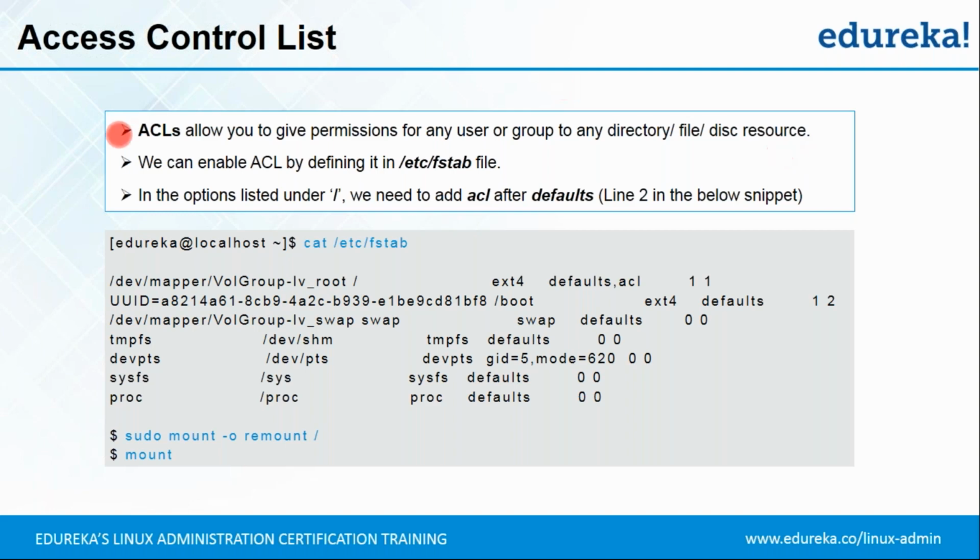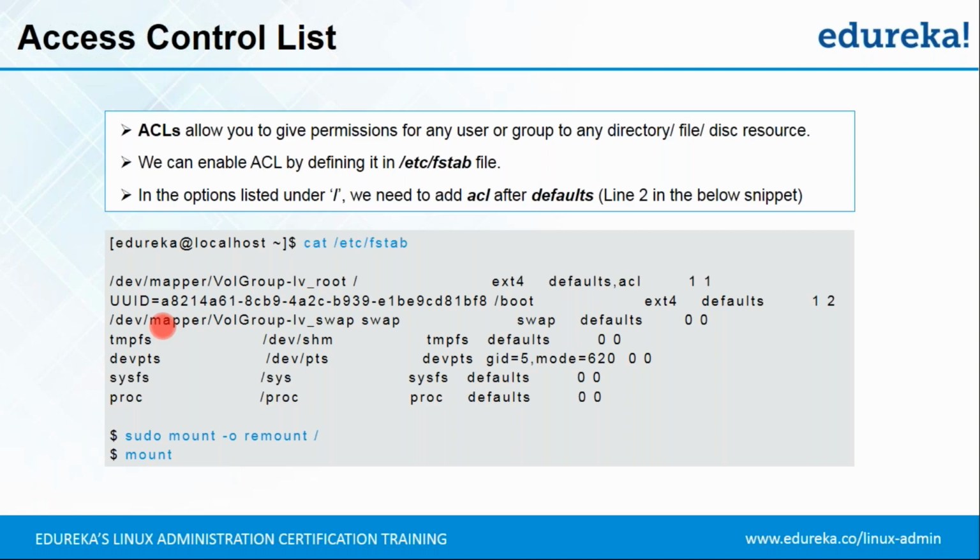Before we start executing ACLs, there is one thing: we need to enable them. We can enable ACL by defining it in the /etc/fstab file. There's a file under this directory, and I'll open that file and show you. You have to enable ACL by adding the ACL details here. So this is the fstab.